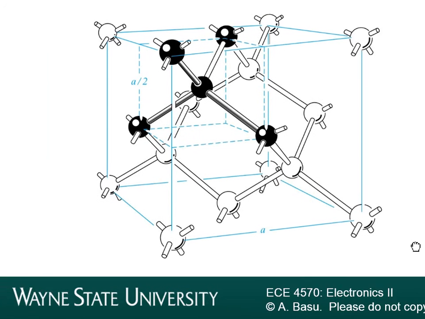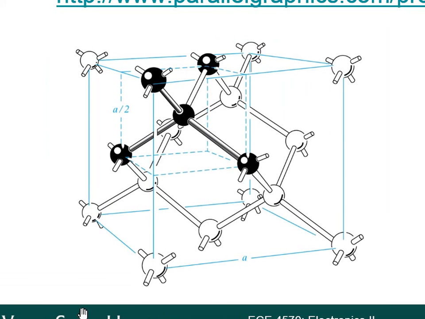All right. So like the other lattices, this is a cube. The edge of the cube has a length a. Does anyone remember what the a is? What's the definition of a? Lattice constant. Lattice constant. Exactly.